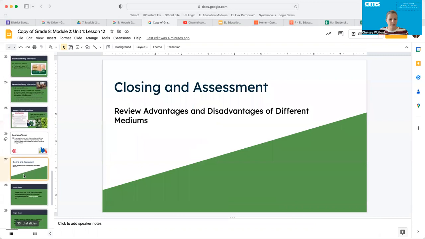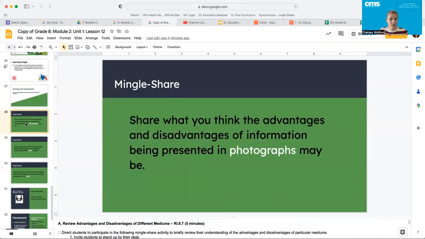Okay, guys, so we're going to do some, I just want you guys to talk through this as a class, because again, we're preparing for a discussion coming at the end of this unit. So share what you think the advantages and disadvantages of information being presented in photographs may be. This is going to be reviewed for us, so go ahead and pause the video and let's work to do this now.